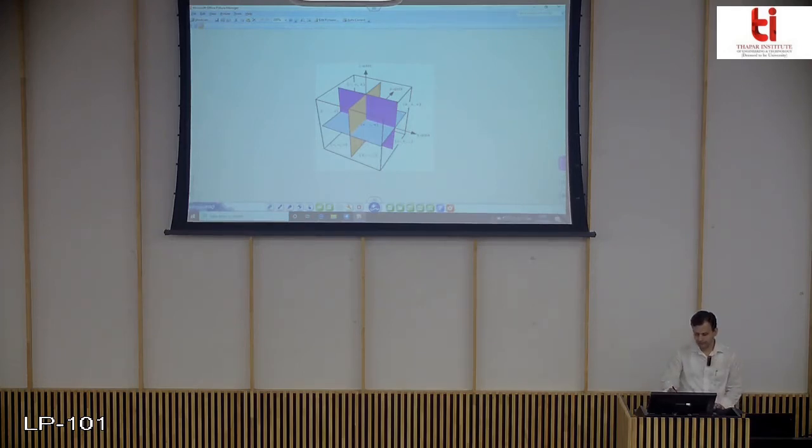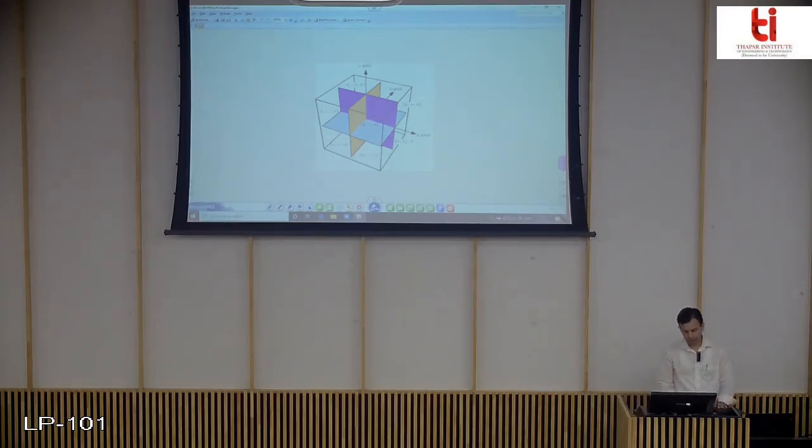So this is your first octant where the x, y, z coordinates are positive. It is bounded by this purple plane, that is your xz plane. Then you have your yellow plane, that is your yz plane. So this octant is bounded from 2 sides by this purple plane, the xz plane, and the orange plane, the yz plane.